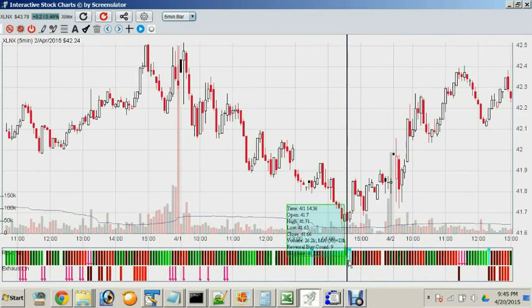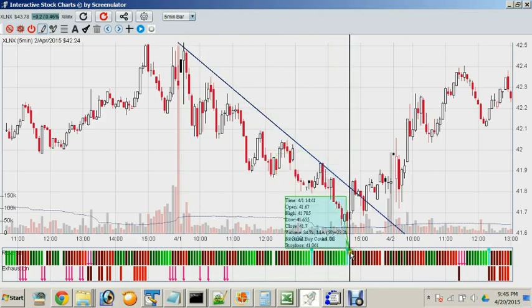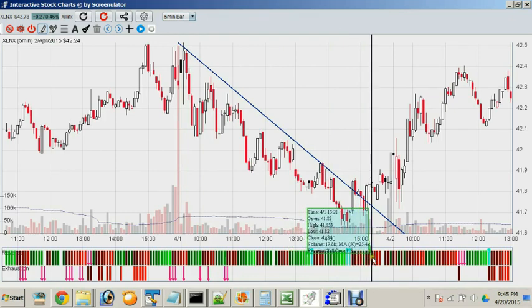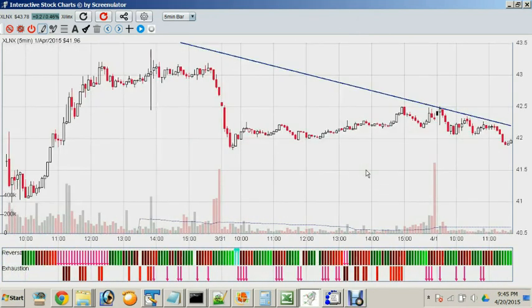This one is just after 2:30, so I would have skipped it because of this very long downtrend line during the day, and I would not feel comfortable trading. But if you did, you would have still done well here and here.